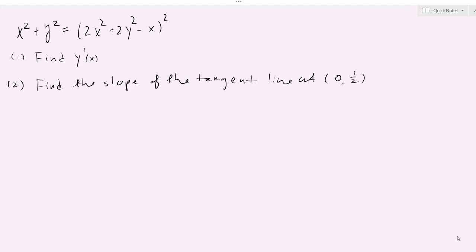Let's look at this example of implicit differentiation. We have this curve over here. Actually, this curve has a name. It's called a cardioid. This is on page 167 of Stewart's calculus book.